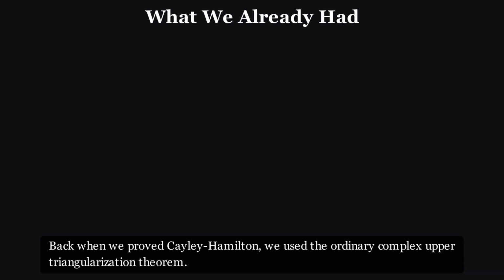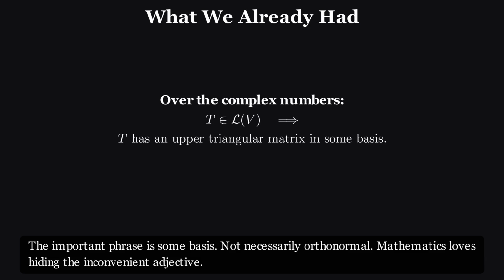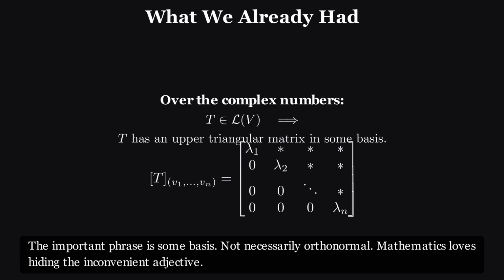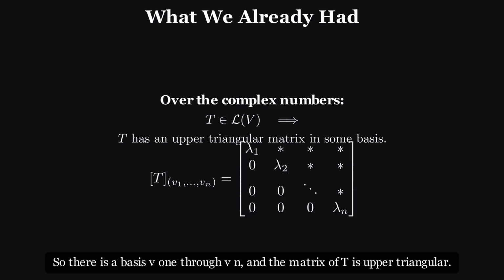Back when we proved Cayley-Hamilton, we used the ordinary complex upper triangularization theorem. The important phrase is "some basis." Not necessarily orthonormal. Mathematics loves hiding the inconvenient adjective. So there is a basis V1 through Vn, and the matrix of T is upper triangular.